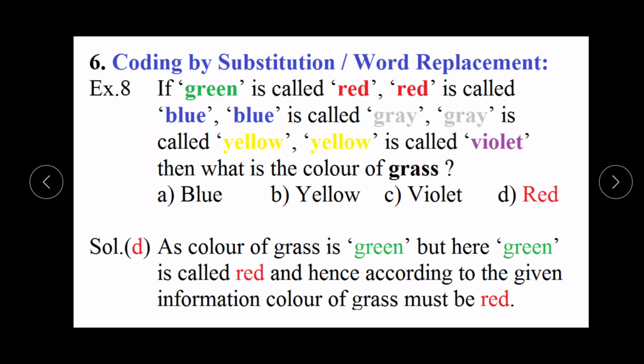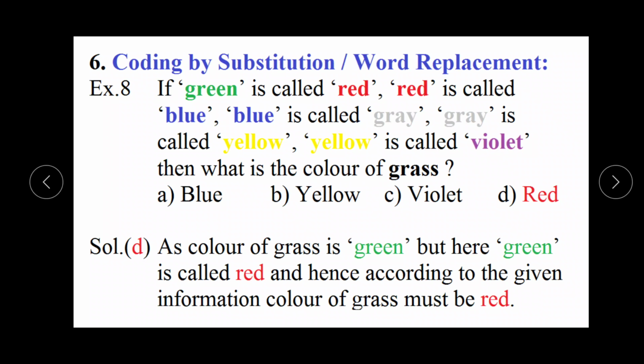To understand this, the language is of two types. One will be "is called," and one will be "means." If it is given that "is called," it means yellow is called violet. That time we will take the code for yellow, that will be violet. So here it is asked, what is the color of grass?